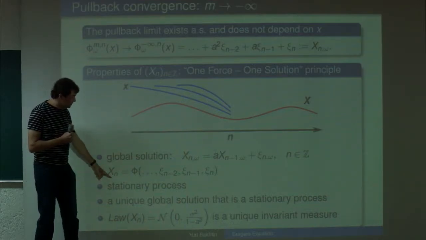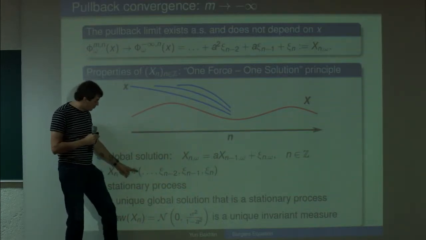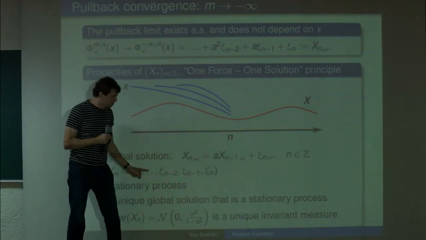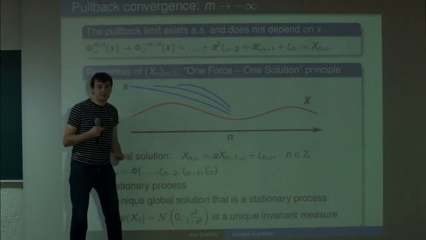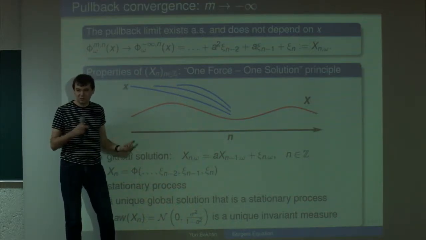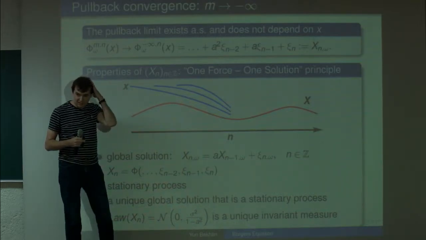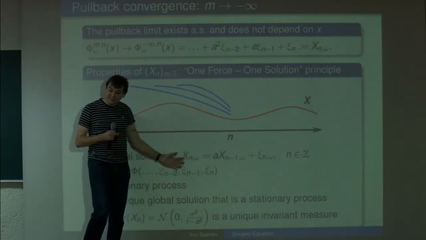Secondly, this solution at time n is a functional of all the forcing in the past. So all these random influences in the past, it is natural to call forcing or perturbation forcing. I'm thinking in terms of the stochastic PDE, where this will be really forcing.